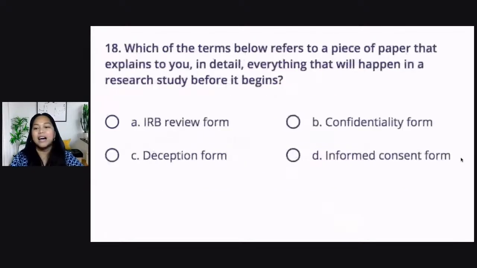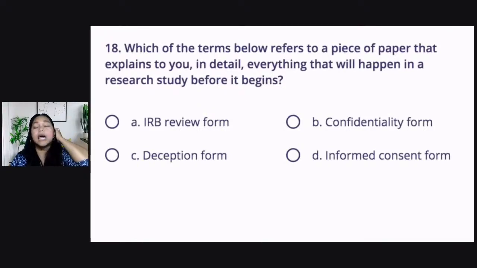Move on right away. All right, 18. Which of the terms below refers to a piece of paper that explains to you in detail everything that will happen in a research study before it begins? Is it letter A, IRB review form? Letter B, confidentiality form? Letter C, deception form? Or letter D, informed consent form? It is a piece of paper that explains to you in detail everything that will happen in a research study before it begins.